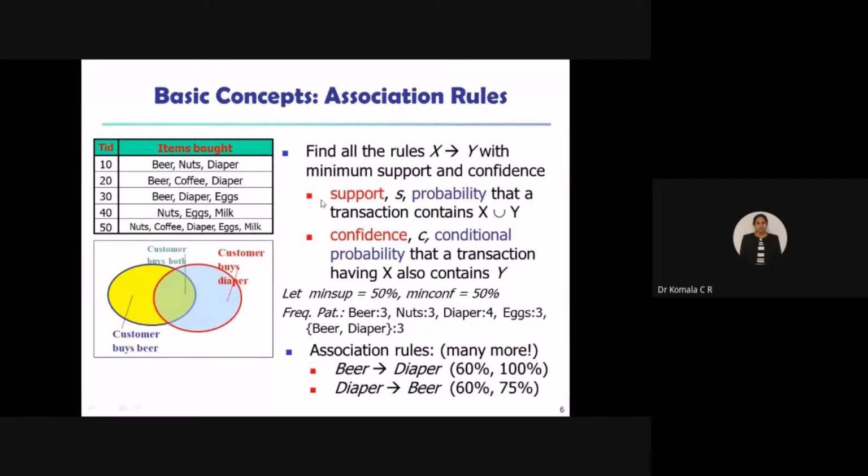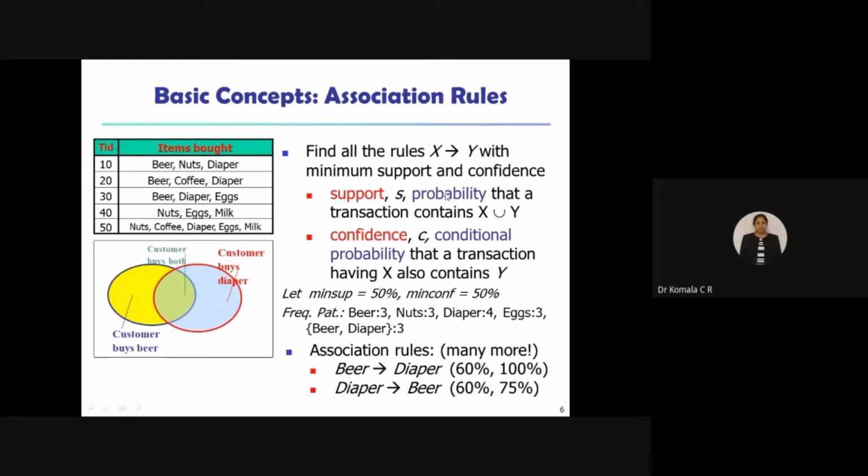So let us understand now. Find all the rules X implies Y with minimum support and confidence. Here we will come across two types of parameters: one is support and the other is confidence. Let us see what is support and what is confidence. Support is denoted by S, and confidence is denoted by C.